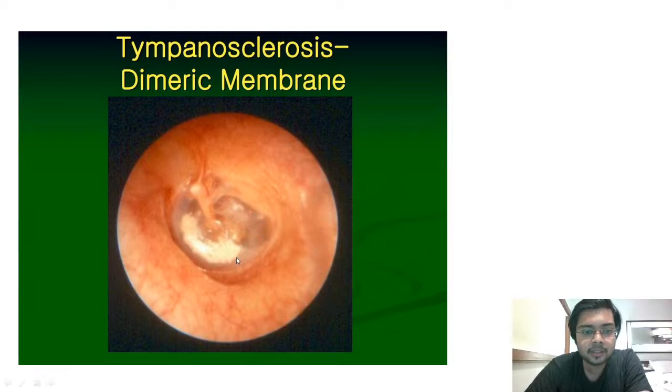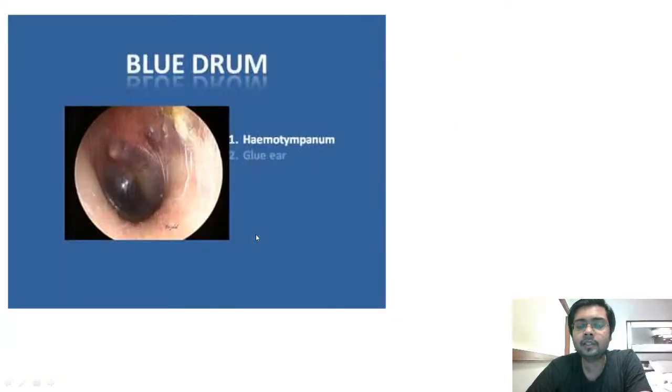Another peculiar thing that you can see here is this whitish plaque. What is this? This is a tympanosclerotic plaque. Nowadays these otoscopic findings are very important for you, and that is why I have given these otoscopic findings, whatever questions they can form.